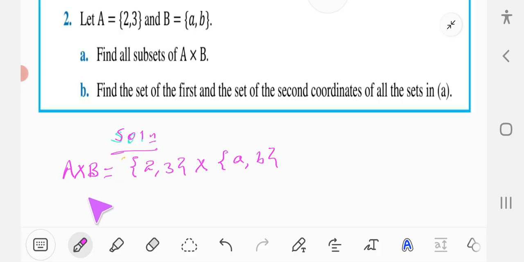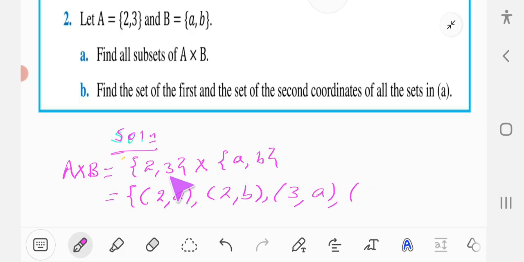Now, therefore, the answer for this is: in doing the cross product, we will pair 2 with a. The elements are ordered pairs. Therefore, the ordered pairs are 2 with a, 2 with b, 3 with a, and 3 with b. This is the answer, okay? This set is the answer.